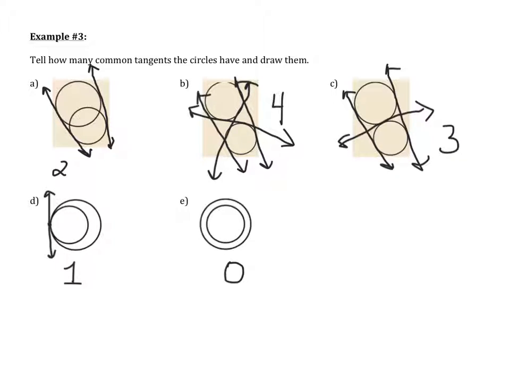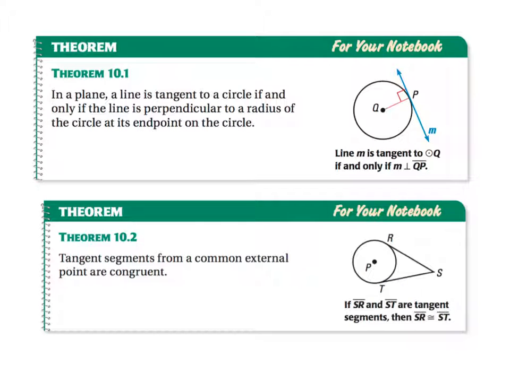And just to use some more terminology from the last slide, part D would be called tangent circles since they're intersecting each other in one spot. And in part E, these would be called concentric circles because they are not intersecting and they share the same center. And now we have 2 theorems.